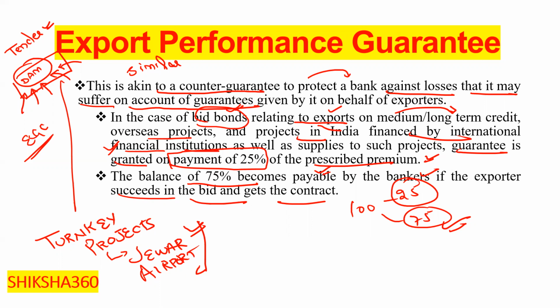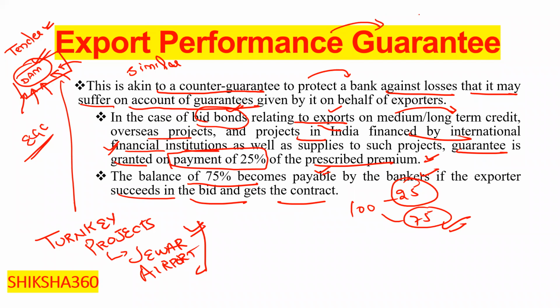Basically 25% of the prescribed premium. And the balance becomes payable by the bankers if the exporter succeeds in getting the bid and gets the contract of constructing the dam. So this is what we can say is the export performance guarantee.